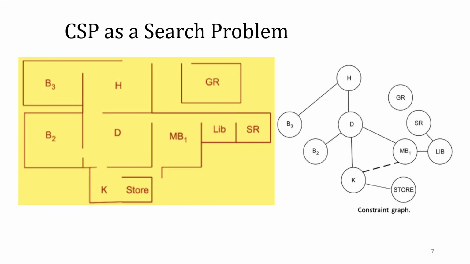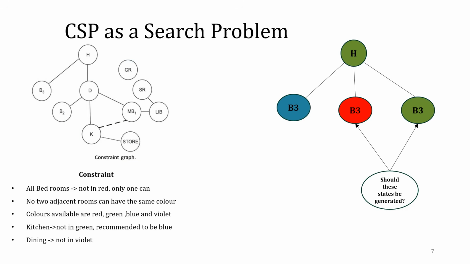The first step is to represent the search problem using a constraint graph, and this is the constraint graph for the corresponding problem. Once the constraint graph is represented, and these are all the constraints, let us look into one point: whether there is any need for certain states to be generated or not. Let us start with the hall.